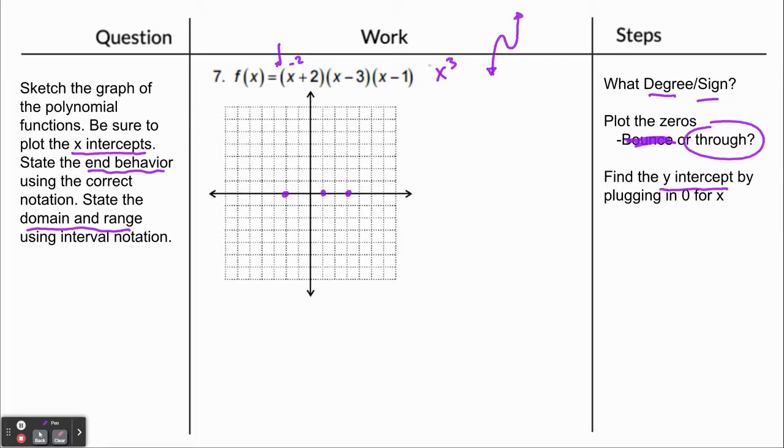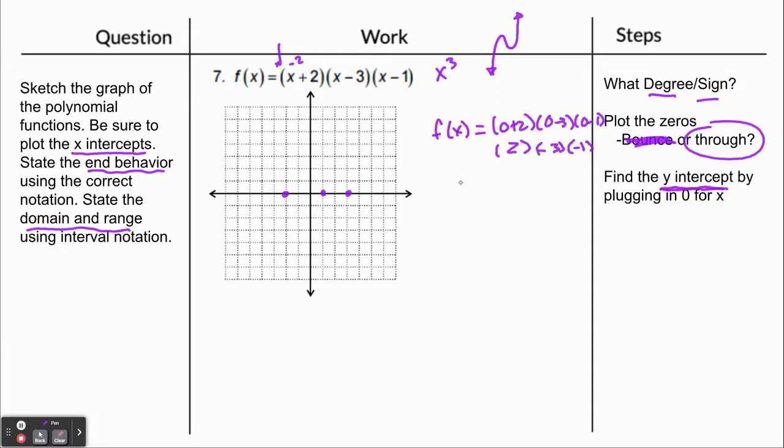So now, if I want to find the y-intercept, I'm going to plug in 0 for x. So what that means here is I'm going to say f of x equals 0 plus 2, 0 minus 3, and 0 minus 1. Sorry, I ran out of room here. So 0 plus 2 is 2, 0 minus 3 is -3, and 0 minus 1 is -1.